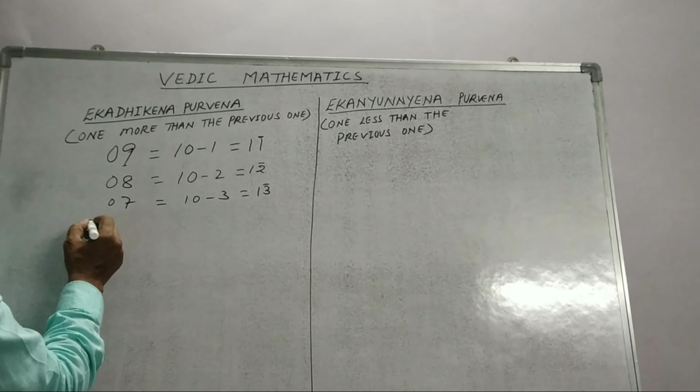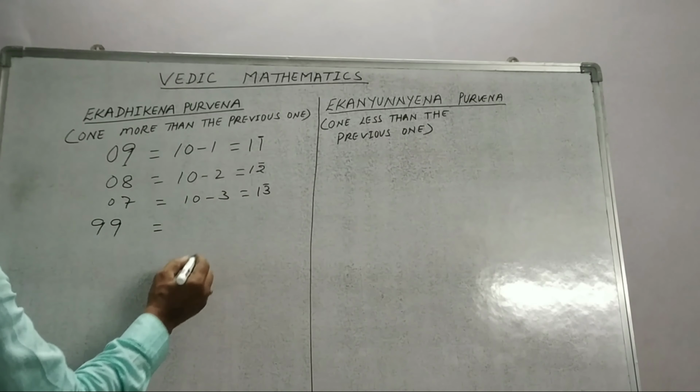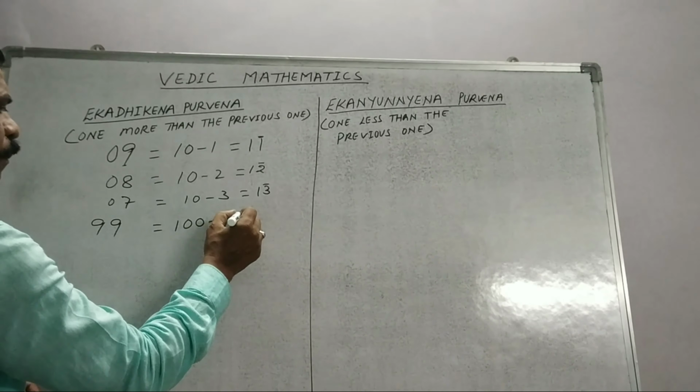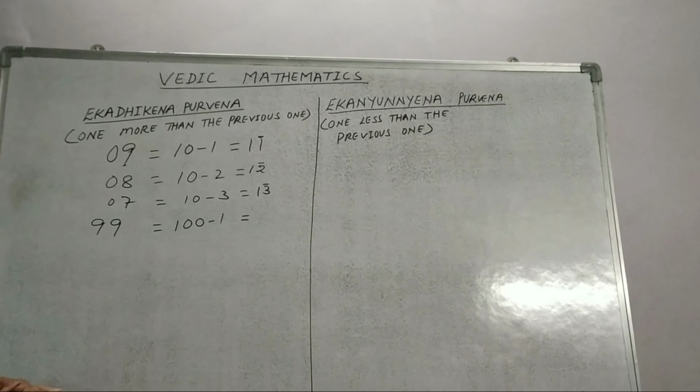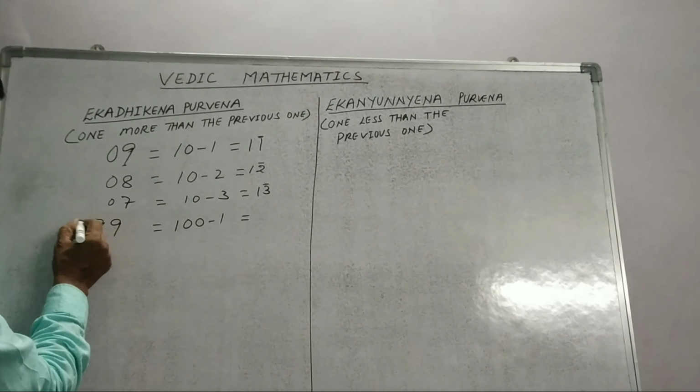Now let us see some more numbers. 99, for example. Now we know 99 is nothing but 100 minus 1. What is the number here before 99? 0. So 1 more than 0 is 1.